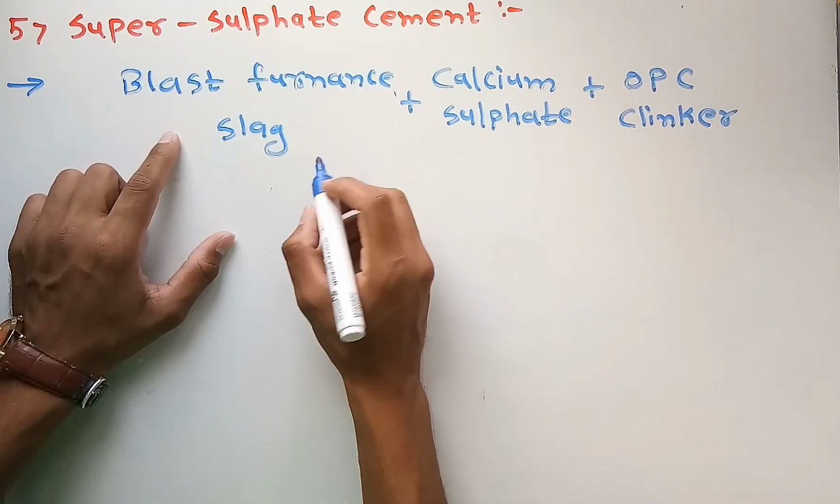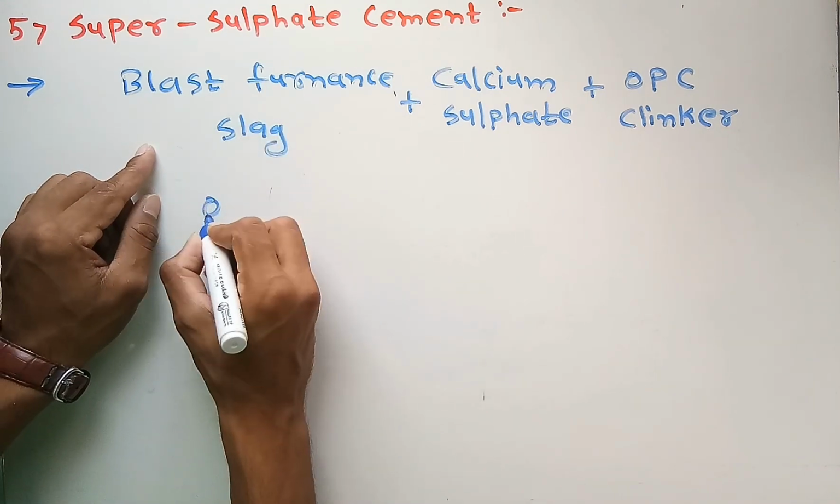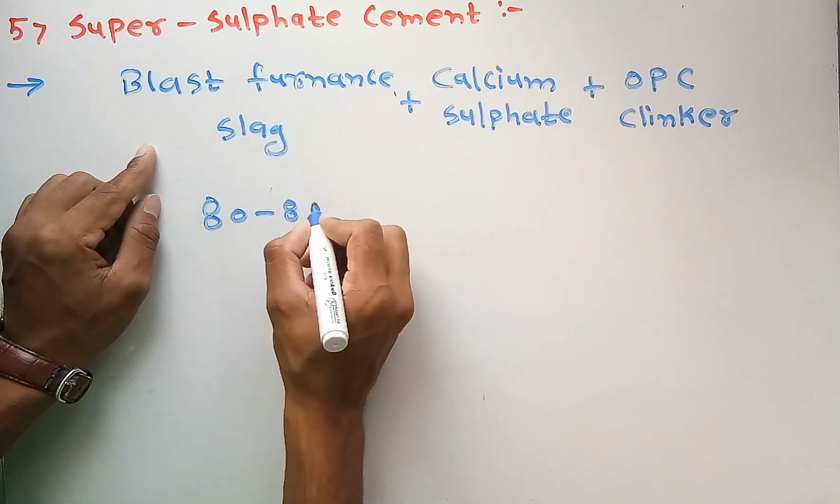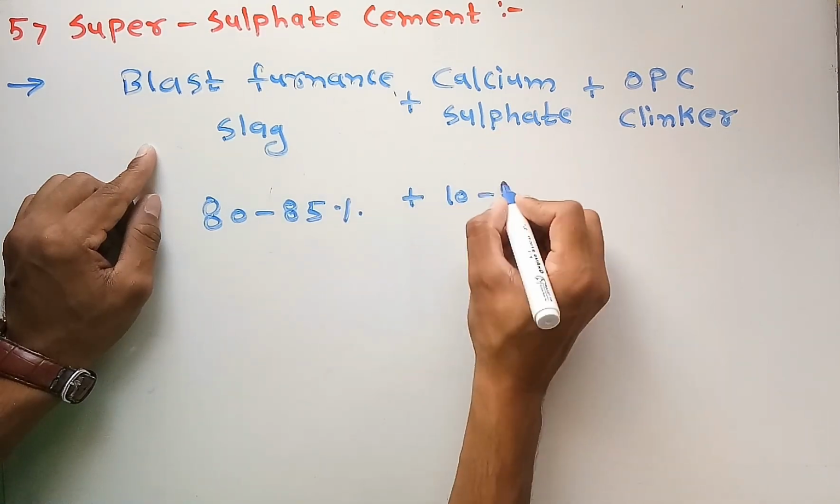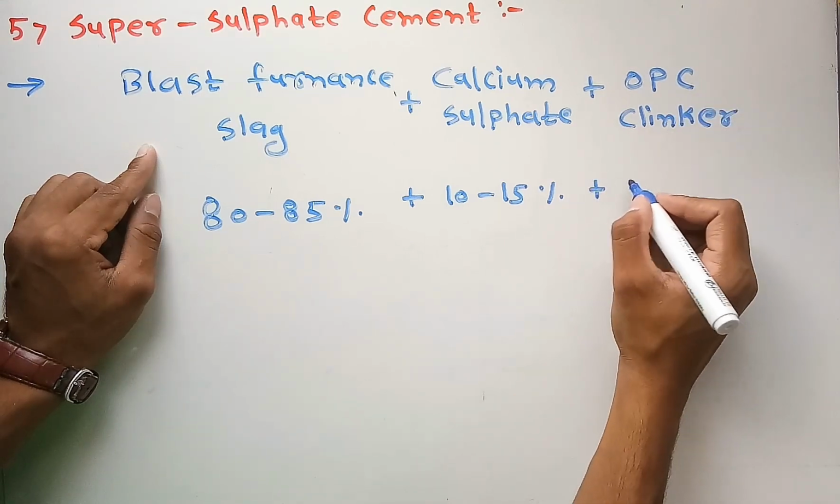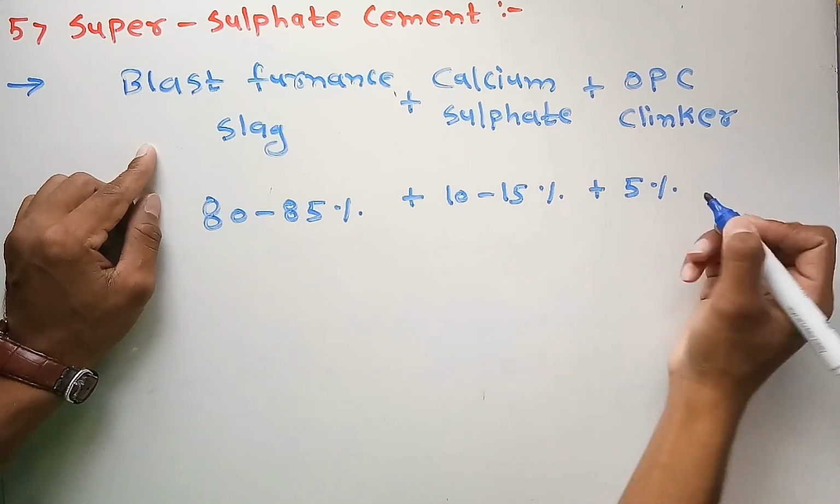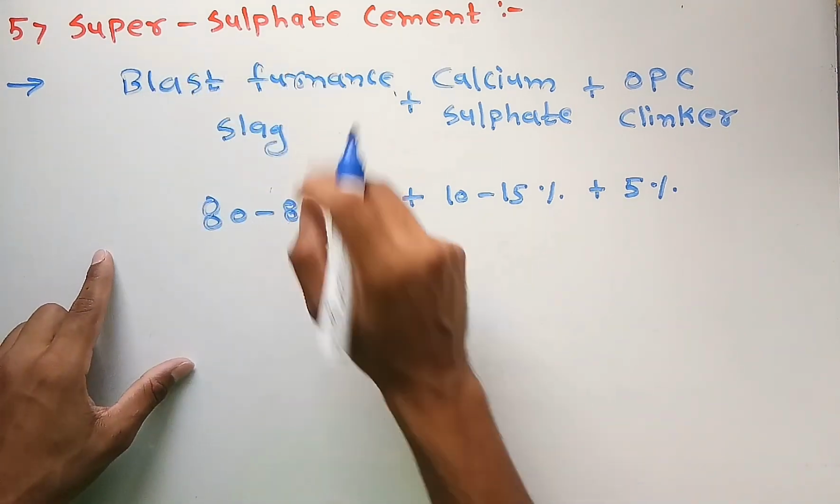Now we will see the proportion in percentage form. Blast furnace slag is around 80 to 85%. Then calcium sulphate is around 10 to 15%, and OPC we keep up to almost 5%. So by using this proportion we manufacture the super sulphate cement.